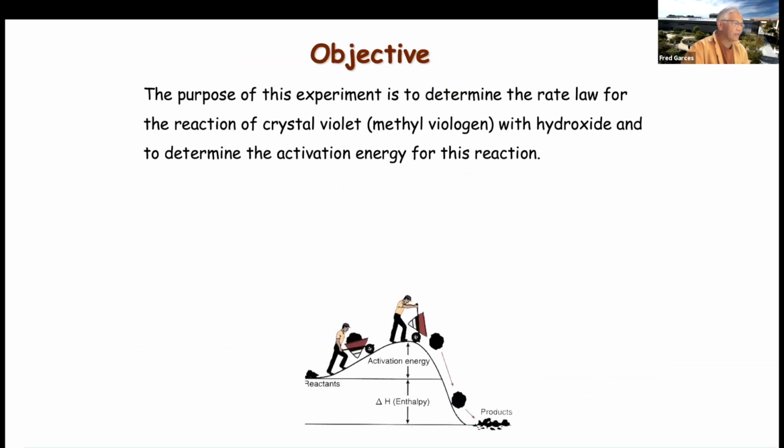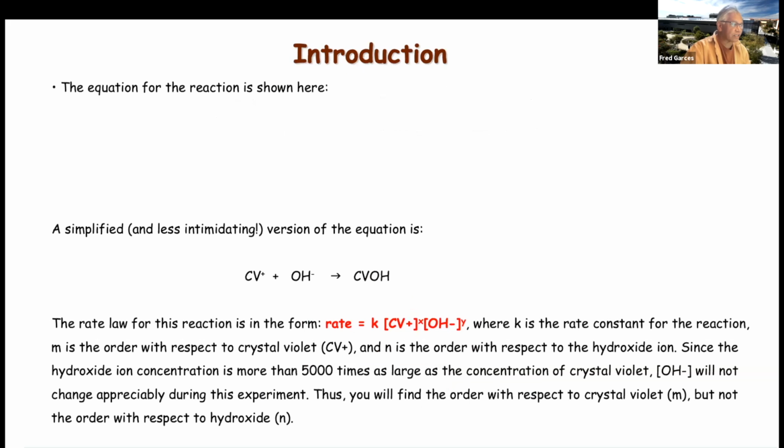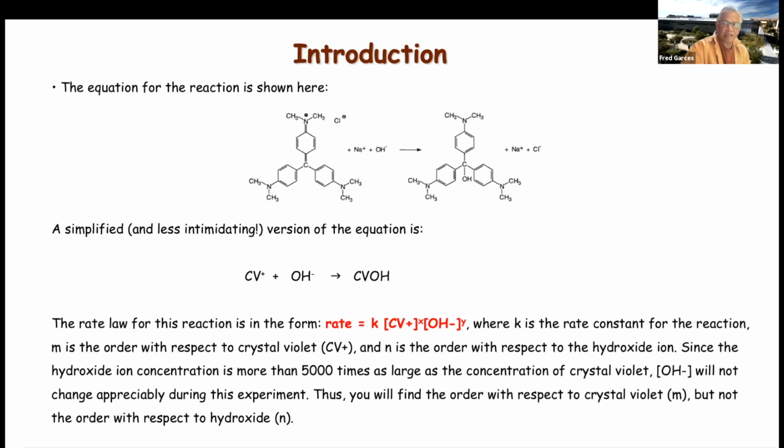Of course, the purpose of this experiment is to figure out the rate law for the reaction of methyl viologen with sodium hydroxide, or hydroxide, and also determine the activation energy. You need to include more, but just to give you an idea of what the overall reaction is. This right here is the chemical reaction that occurs. This is methyl viologen, also known as crystal violet.